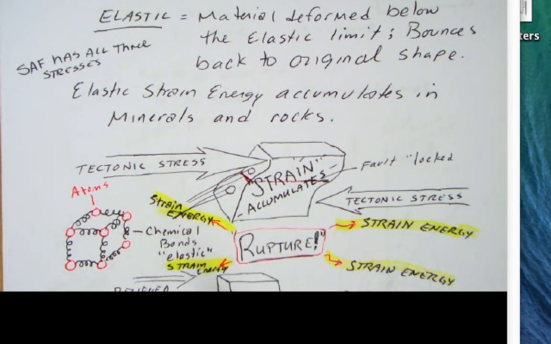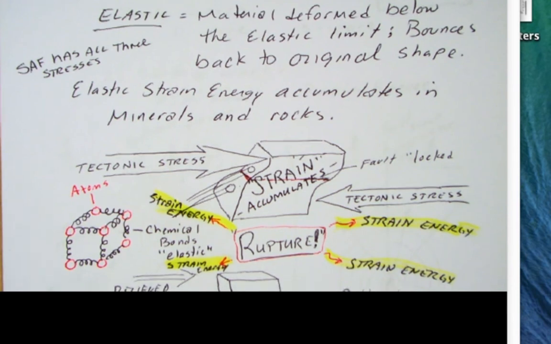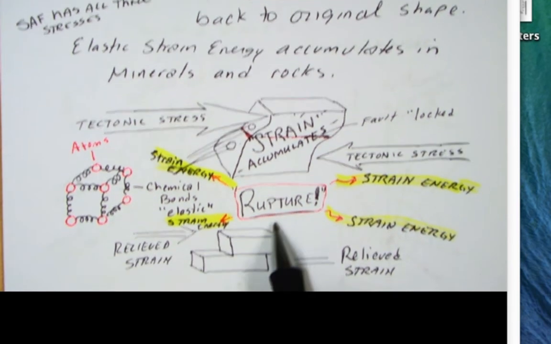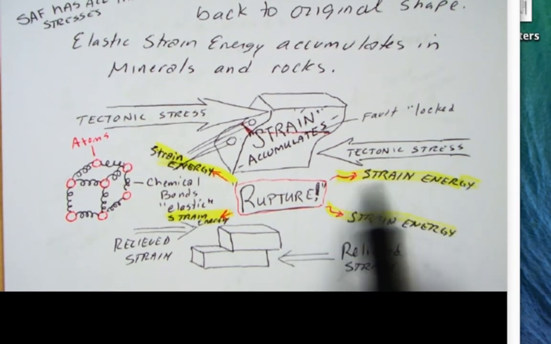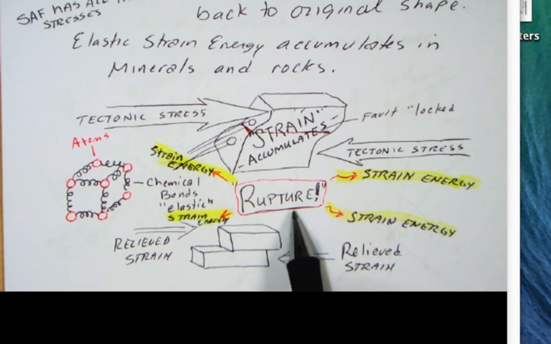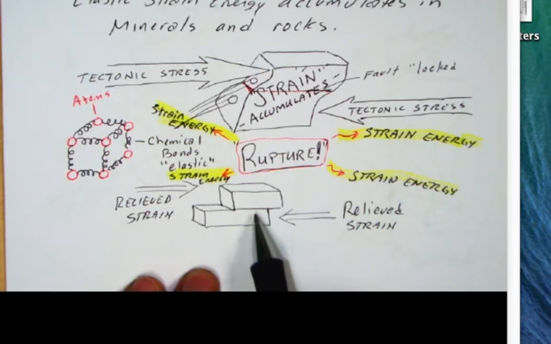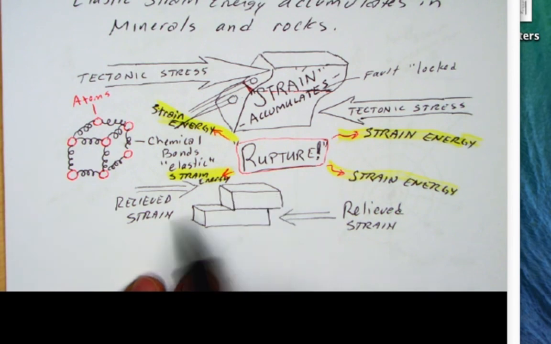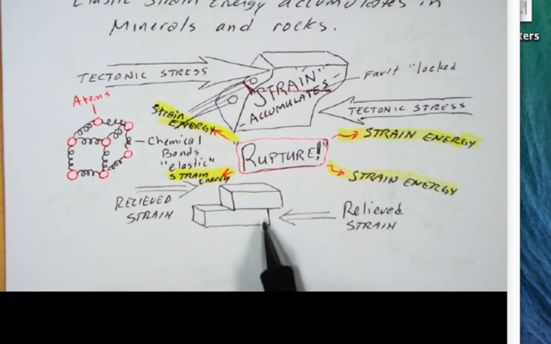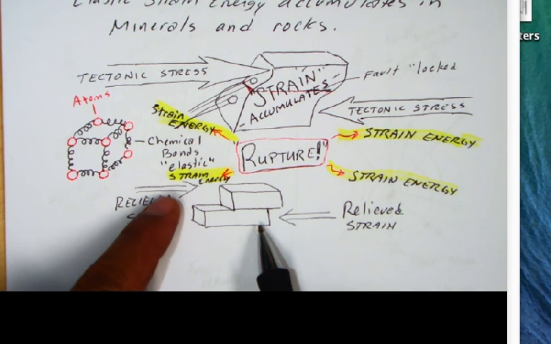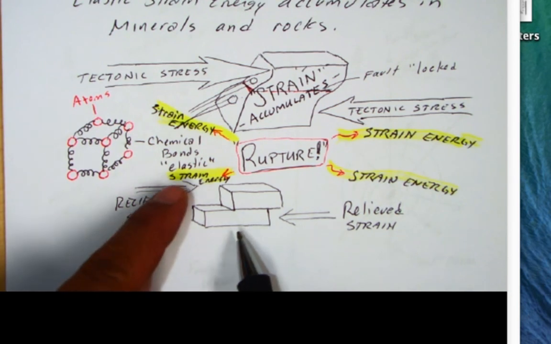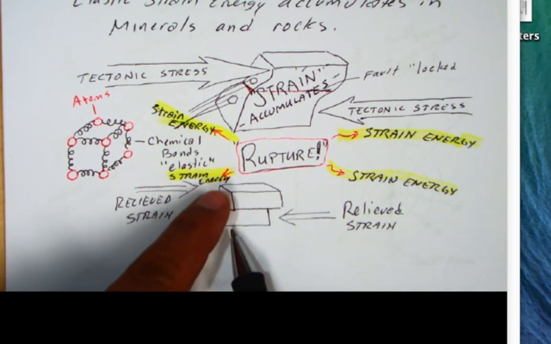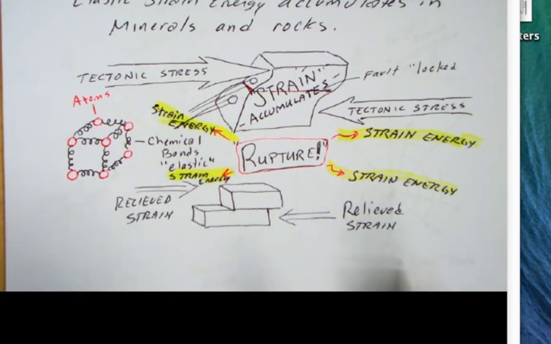It can't hold on anymore, and it'll slip. In fact, the slip on the fault will result in release of that strain energy. So here the strain energy is being released after this rupture, and as a result, the rock is back to its square shape, and the strain has been reduced or relieved here. And so now, as these forces continue over time, the strain will accumulate, and then it'll be bent again, and then the same process will occur again.